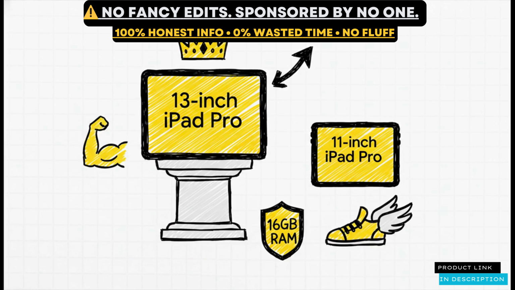And one last recap on our winners. While that 11-inch Pro is the undisputed champion of portability, it's the fully spec'd 13-inch Pro with its 1 terabyte of storage and that all-important 16 gigs of RAM that is the true, uncompromised winner for raw editing performance.